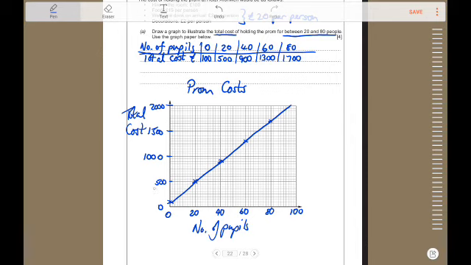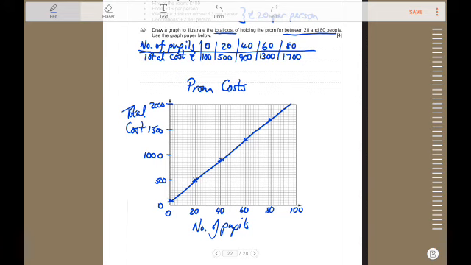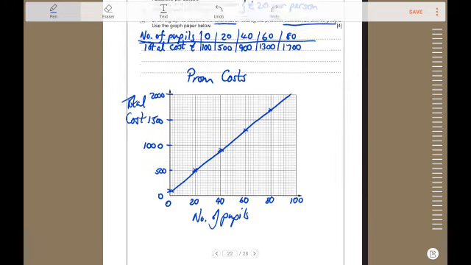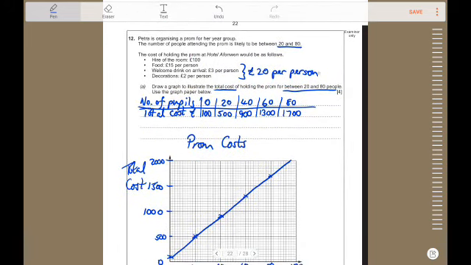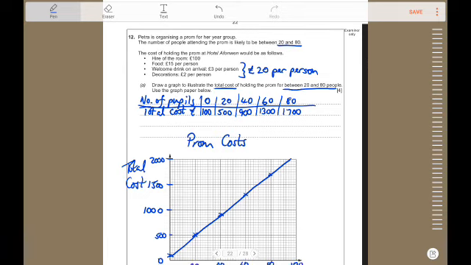So let's just double check. Everything looks okay. My axes are uniform, so it's going up in 20. It's going up the same amounts each time on both axes. I've plotted them carefully. It all fits in a line. Yeah, everything looks good. And I expect it to be a straight line because the cost per person was constant. So this actually represents the gradient of the line. So it's going up with a gradient of 20.